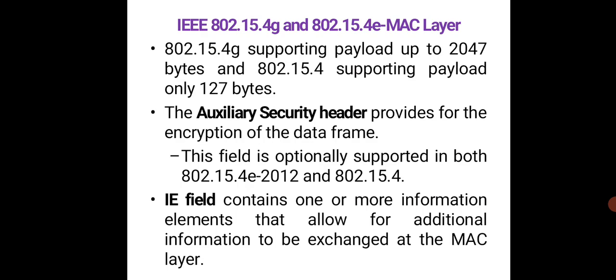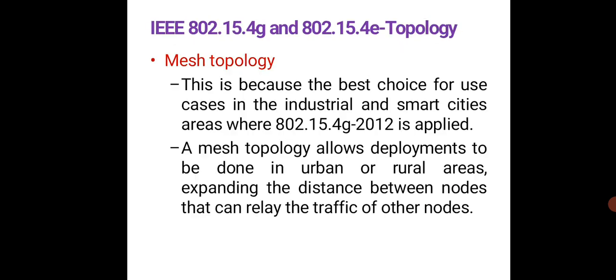So coming to the MAC layer, this supports payload up to 2047 bytes, whereas in 802.15.4 it supported only 127 bytes. And similarly, the auxiliary security header provides for the encryption of the data frame. This is optionally supported in both cases. The IE field contains one or more information elements that allow for additional information to be exchanged at the MAC layer. So any additional information you need to exchange can be done at the MAC layer.